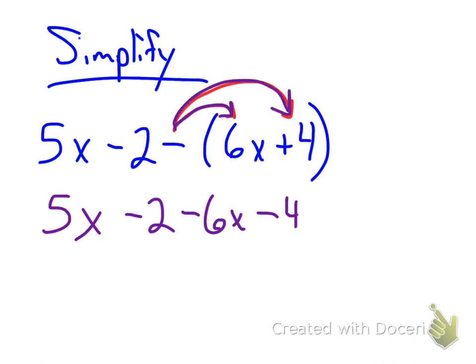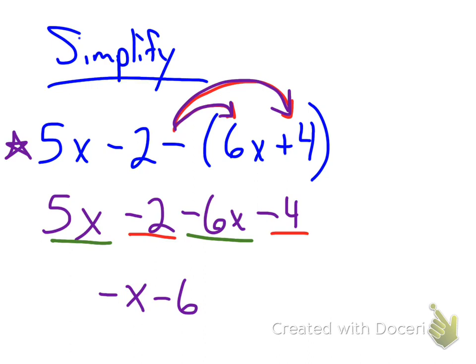Once I have this, I can now go through and combine like terms. When I'm combining like terms, I look at my x's. I have a 5x and a negative 6x. That's going to end up being a negative 1x. And then I also have a negative 2 and a negative 4. I can combine those two to be a negative 6. So the original problem in blue simplifies down to negative x minus 6.